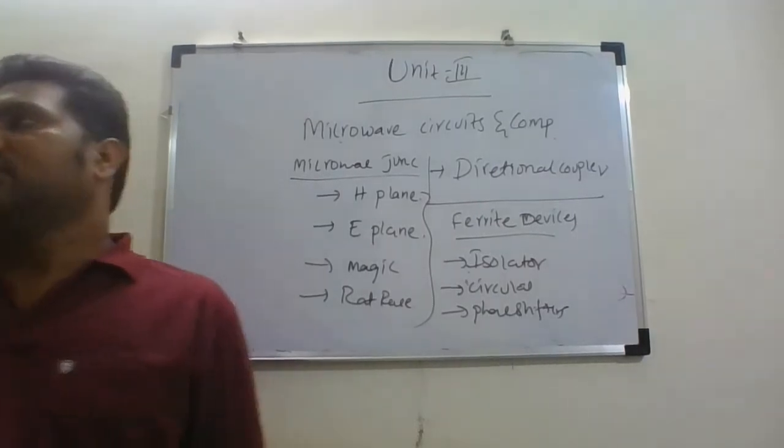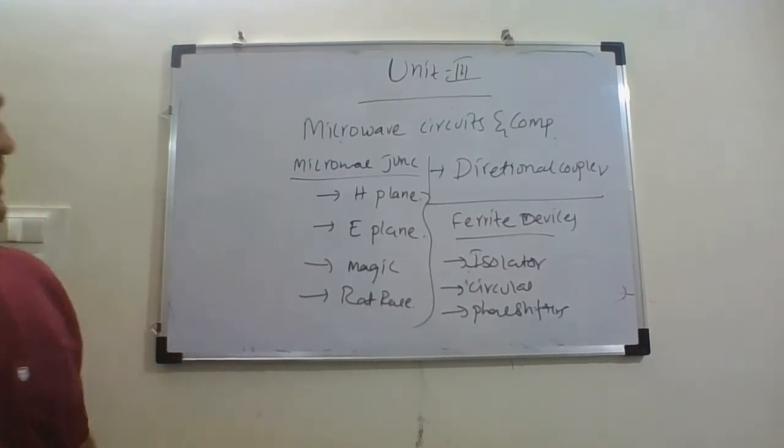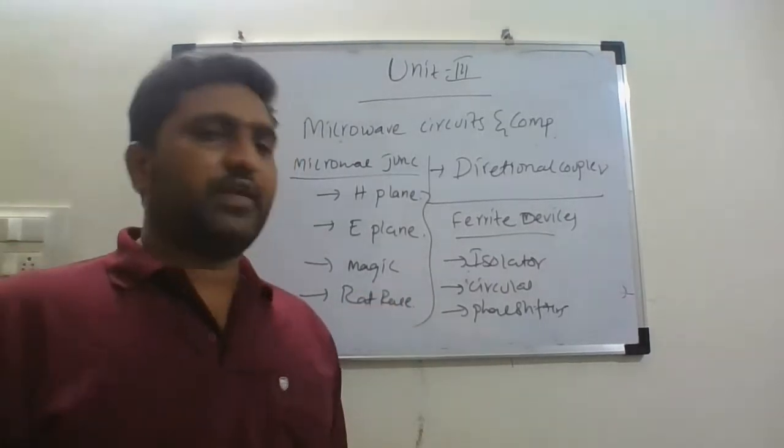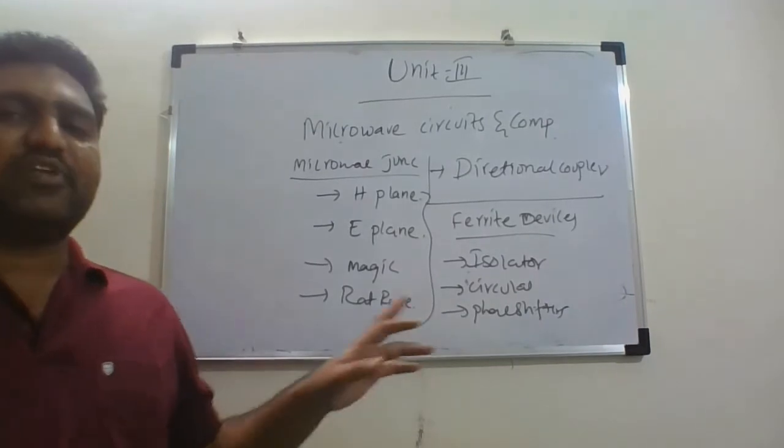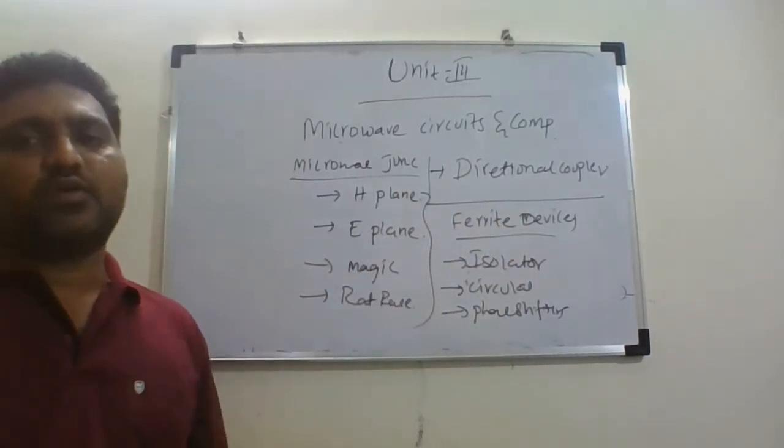Okay, yeah, so that is right. Similarly, we have circulator, we have phase shifter, etc. So all these are the different kinds of ferrite devices.